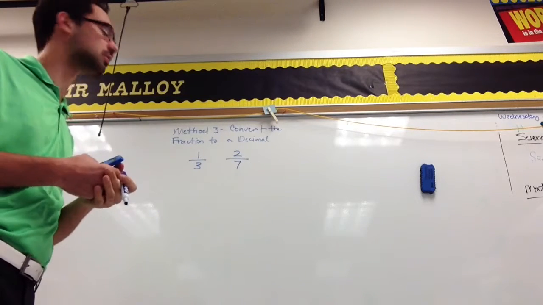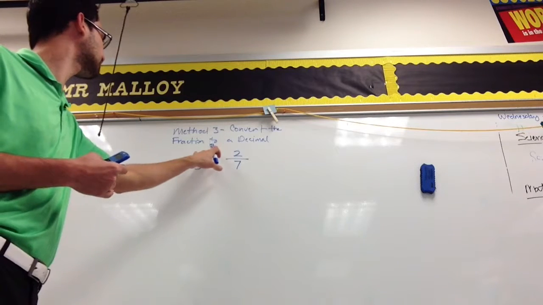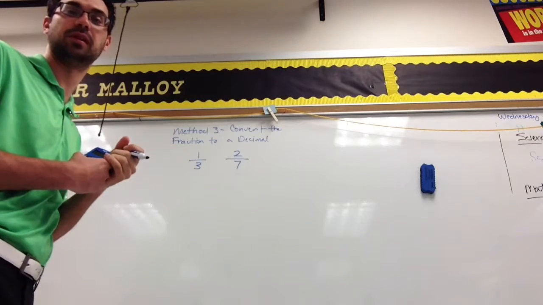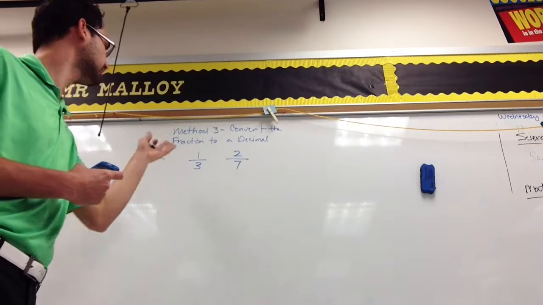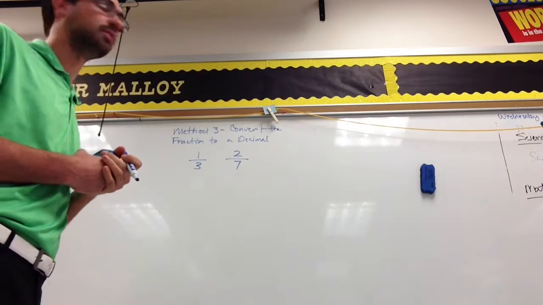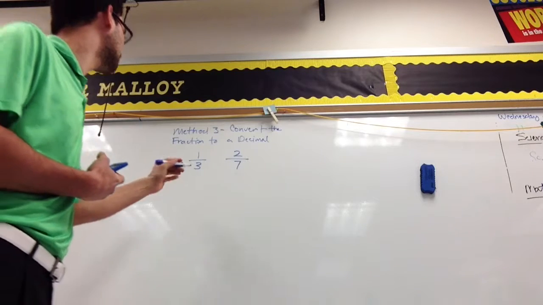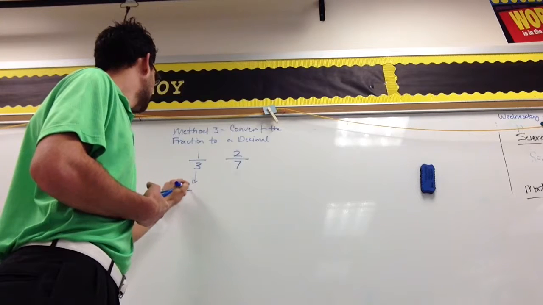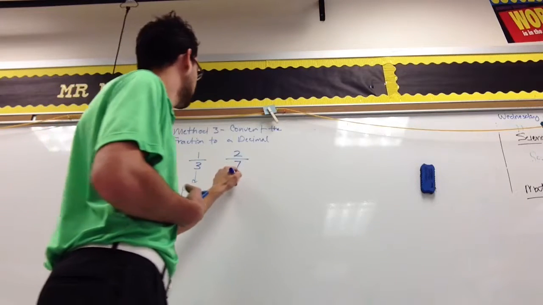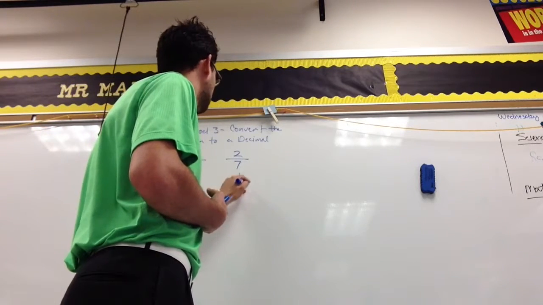At this point in our academic careers, math experiences, we have more experience with decimals than we do with fractions. So for some of the students, it helps them understand if we look at them as a decimal. So to convert it, 1 divided by 3, and this would be 2 divided by 7.